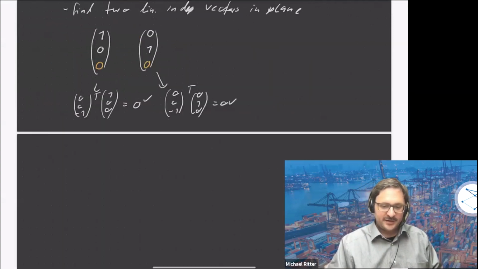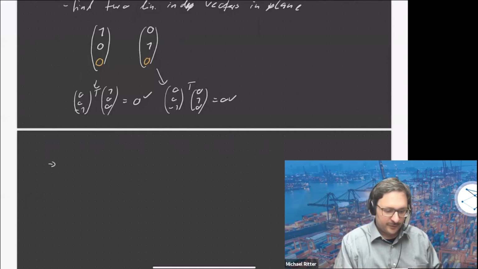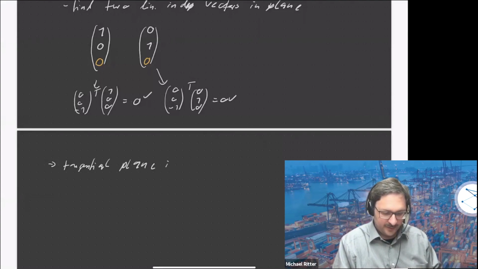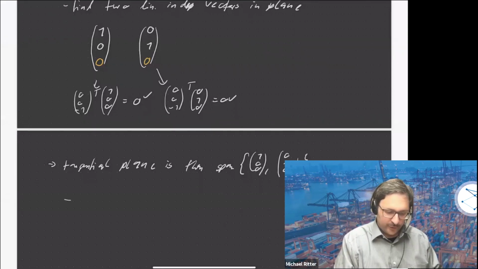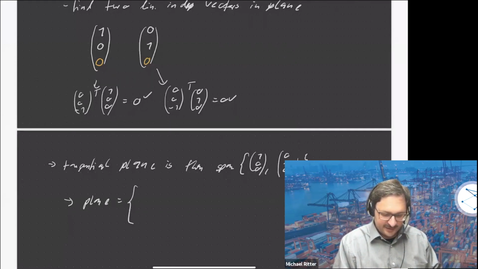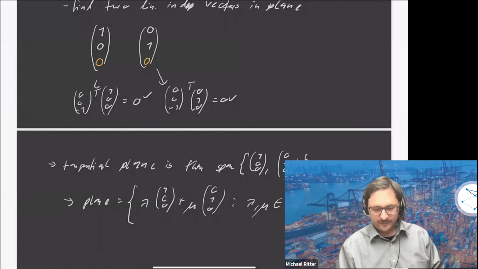And that in turn means the span of these two vectors will describe the plane. So the tangential plane is then simply the span of (1, 0, 0) and (0, 1, 0). Or in explicit form, we could say the plane is the set of all lambda times the first vector plus mu times the second vector, where lambda and mu are both real numbers.